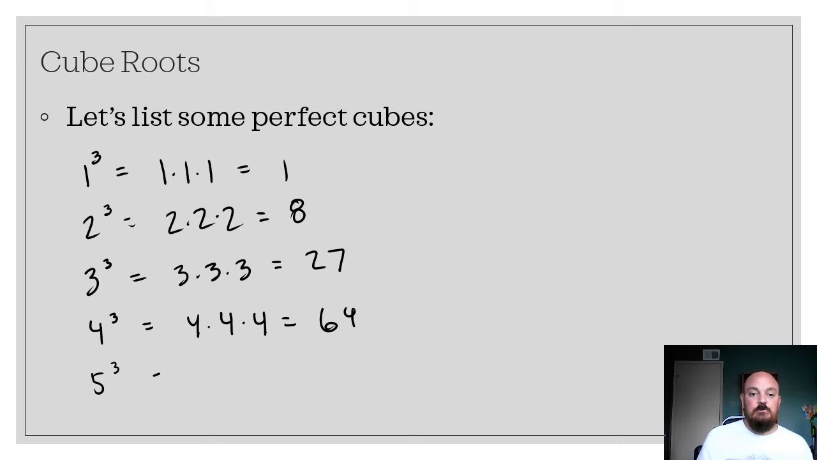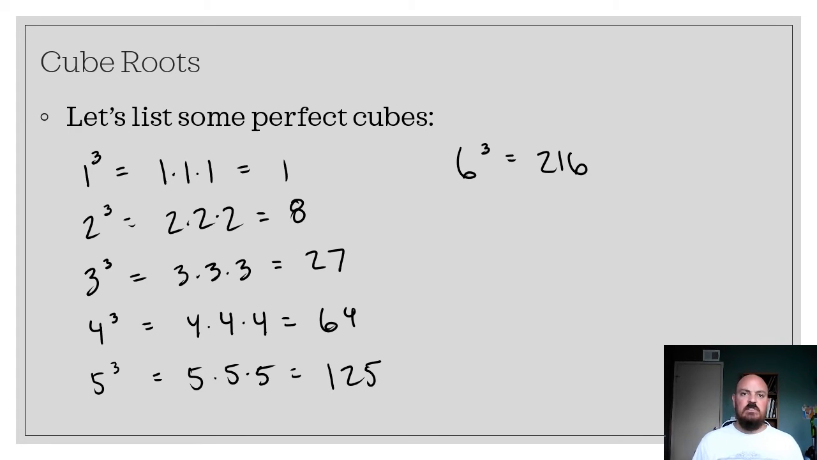Let's do 5. 5 times 5 times 5. 5 times 5 is 25. Times 5 again is 125. Now all of a sudden they're getting pretty big. I'm not going to go too much farther than this. 6 cubed ends up being 216. 7 cubed is I think 343, but we're getting too big there. We're not gonna go probably past 5.